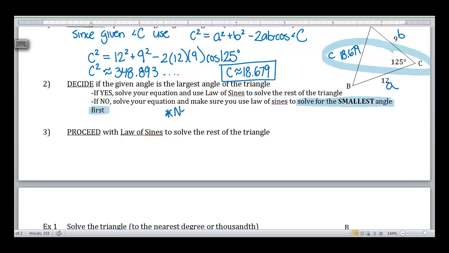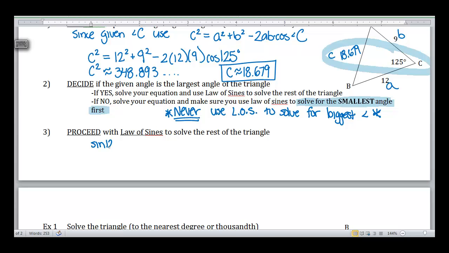So let's write that we never use the law of sines to solve for the biggest angle. So here, again, C is 125 degrees. That has to be the largest angle. So I should be able to do my law of sines for either angle A or angle B. Let's go ahead and do it for angle A.